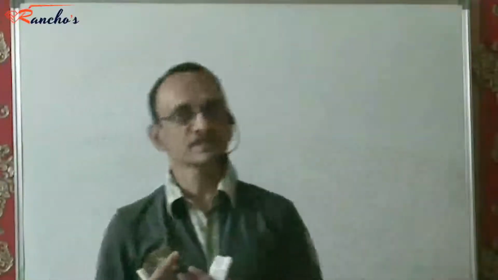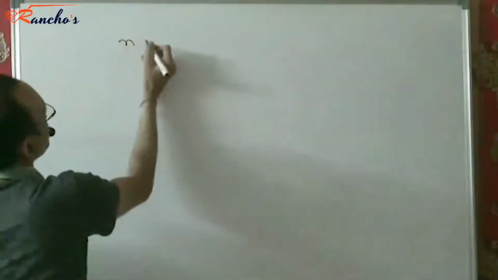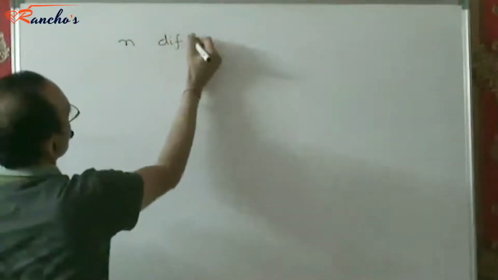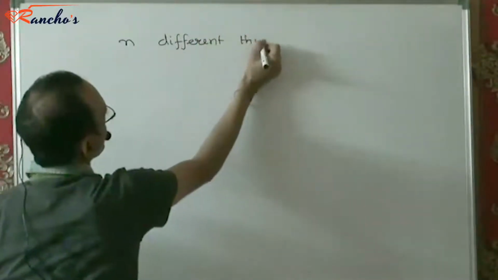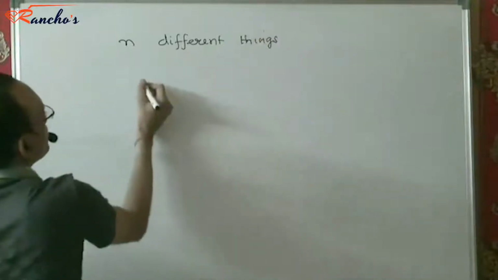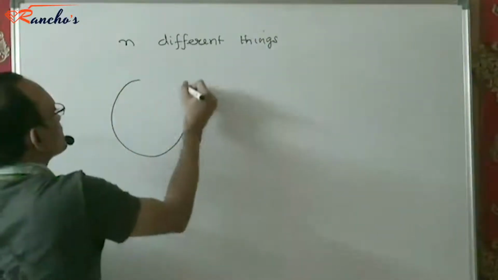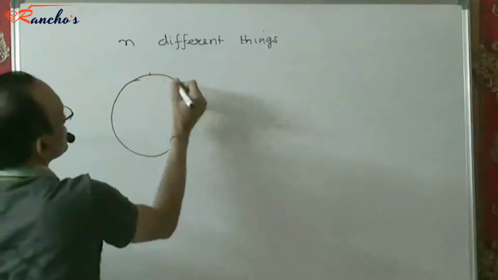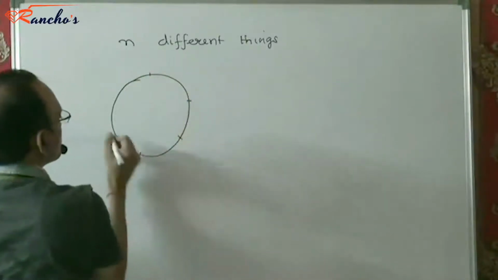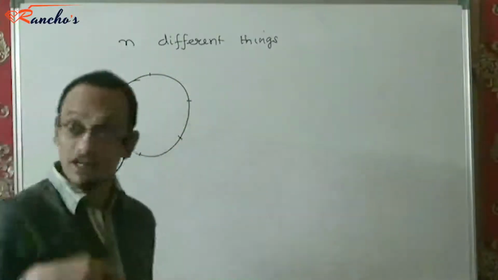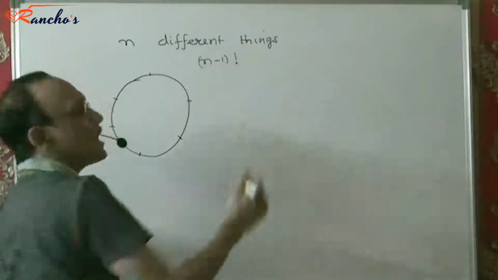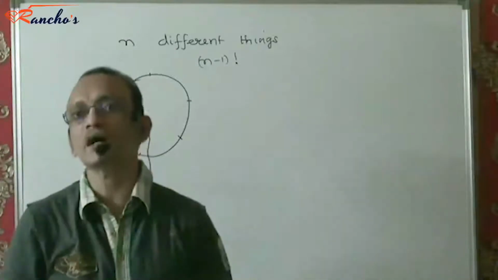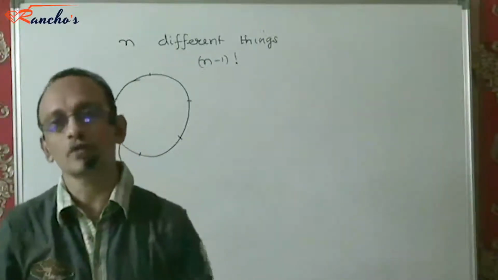What we saw in our previous session was the following. If there were n different things, then the number of permutations of these n different things taken all at a time in a circle was n minus 1 factorial. Half of this count was clockwise, half of this count was anti-clockwise.